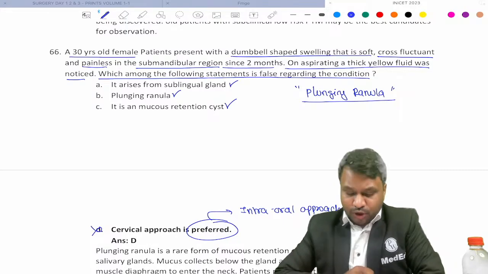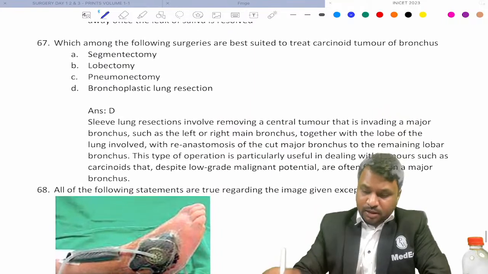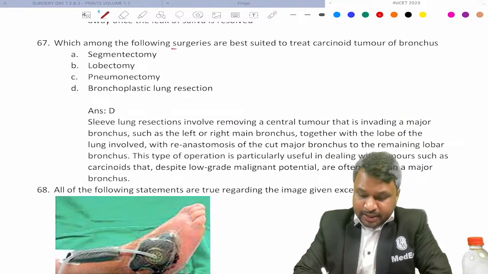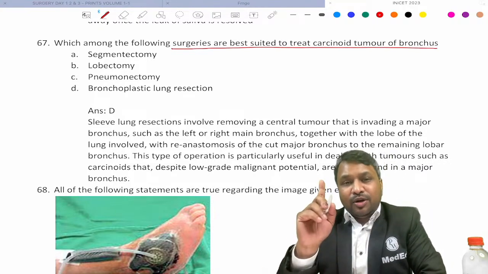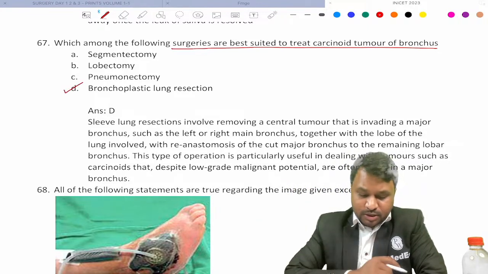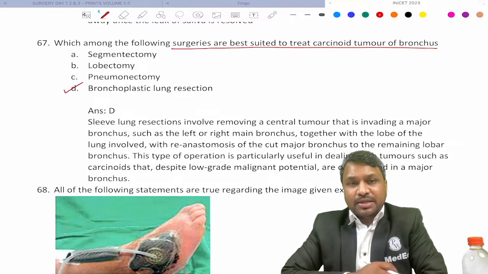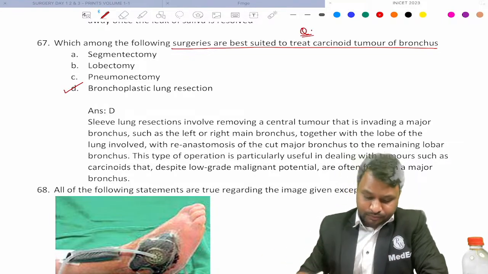Clear, guys? Well, going with question number 67. Which of the following surgeries is best suited to treat carcinoid tumor of bronchus? Now, when there is bronchus, then you have to go with bronchoplastic lung resection. The answer here is going to be D for Delhi. It is the bronchoplastic lung resection for carcinoid tumors of bronchus.